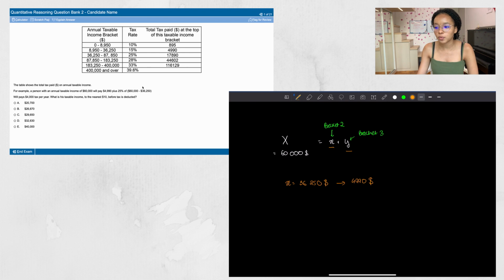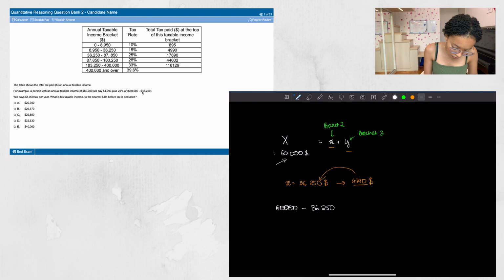And now let's understand why 25% of this. You do realize that I've already given away to the government $4,990 that was taxed on the first $36,250 that I made. But you can see that for X, I've earned $60,000 in a year. So there's still $60,000 minus $36,250, which is actually equal to $23,750 that was not taxed.